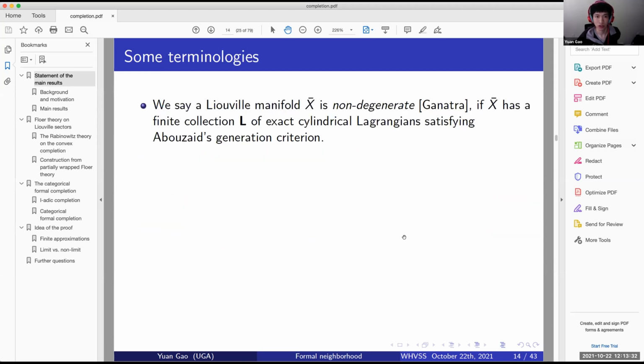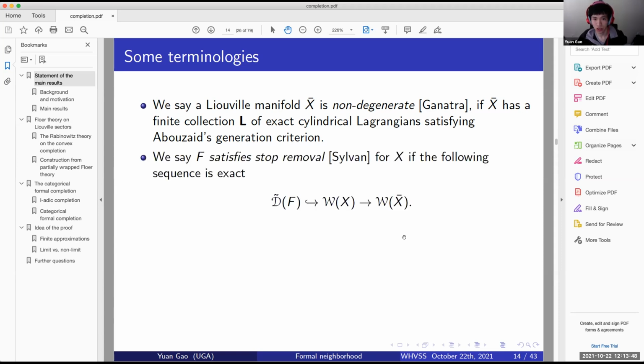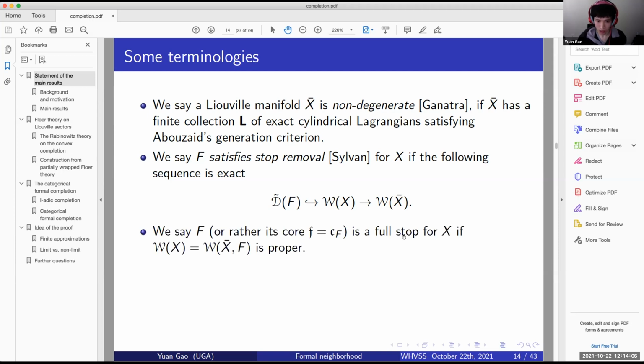But may I introduce some terminologies. First of all, say a Liouville manifold is non-degenerate in the sense of Ganatra if there is a finite collection of Lagrangians satisfying the open-closed generation criterion. And the second condition we're going to talk about is when we assume that F satisfies stop removal for X, namely you need a short exact sequence of categories of this form. And we're going to say that F is a full stop, or rather say its core is a full stop for X, if the partially wrapped category of X is proper.